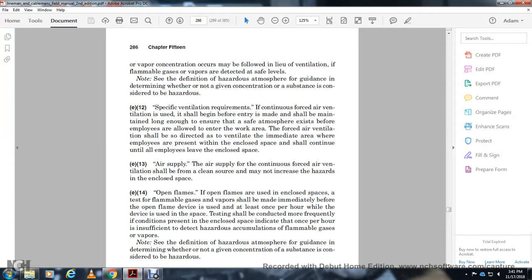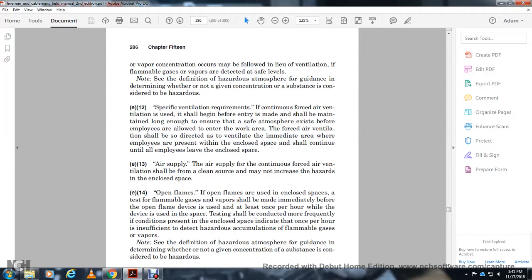lieu of ventilation. If flammable gas or vapor is detected at a level that exceeds the definition for hazardous atmosphere conditions, the determination of whether or not a given concentration of a substance is to be considered hazardous applies. Specific ventilation requirements. If continuous forced air ventilation is used, it shall begin before entry is made and shall be maintained long enough to ensure a safe atmosphere exists before employees are allowed to enter the work area. Forced air ventilation shall be directed to ventilate the immediate area where employees are present within the enclosed space and shall continue until all employees leave the enclosed space.